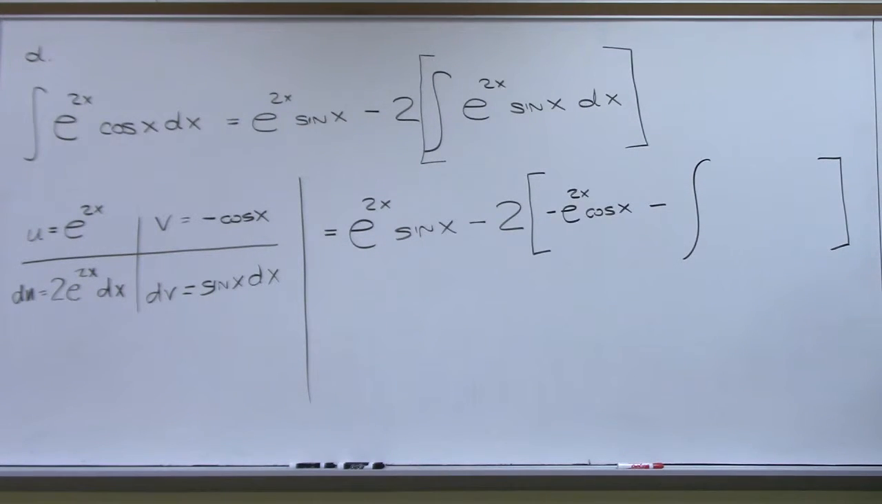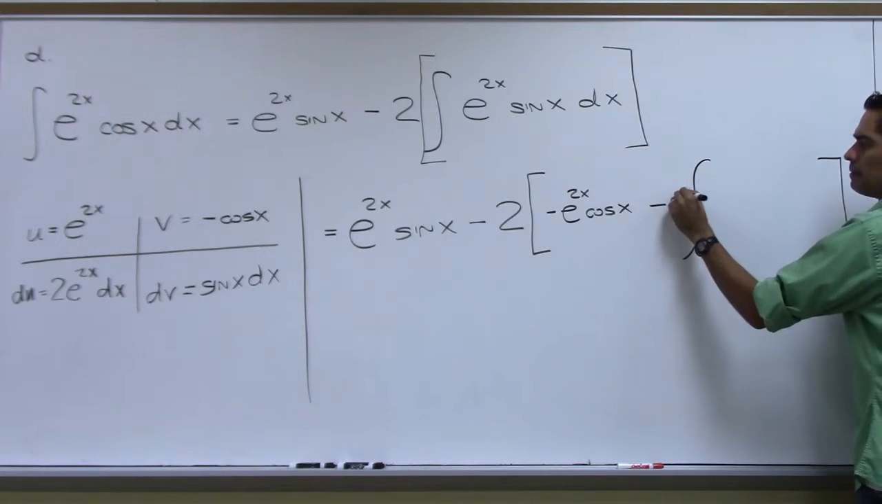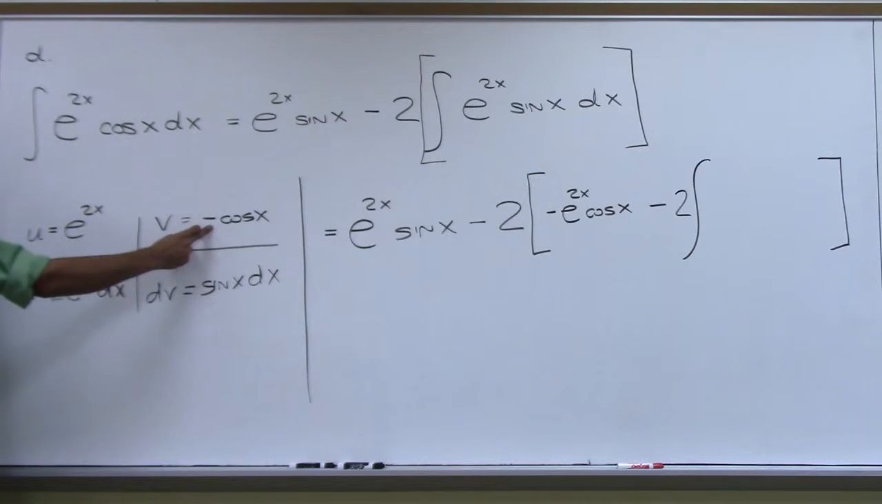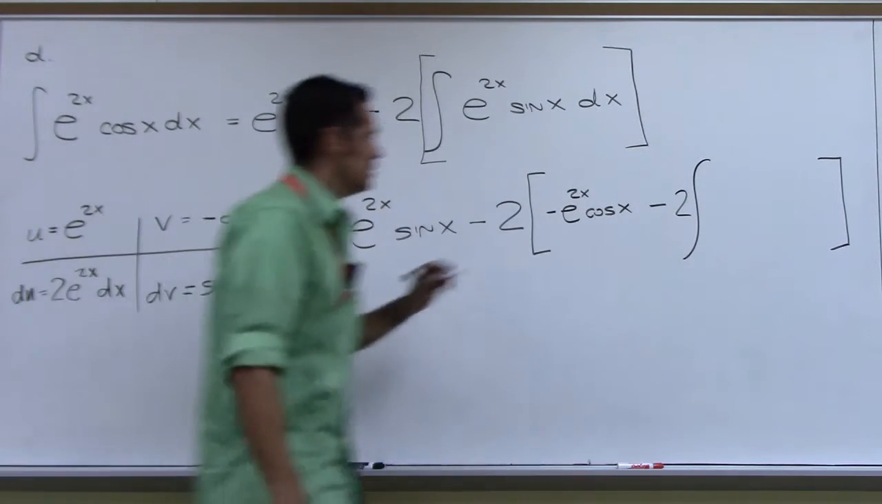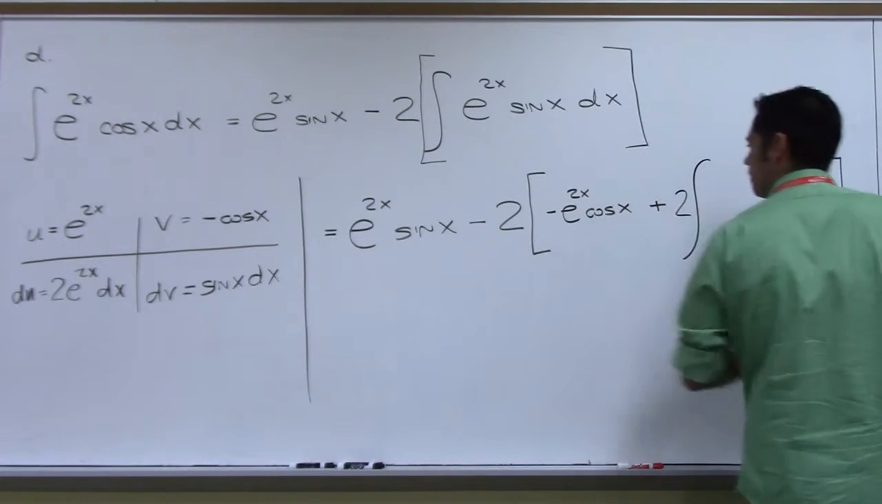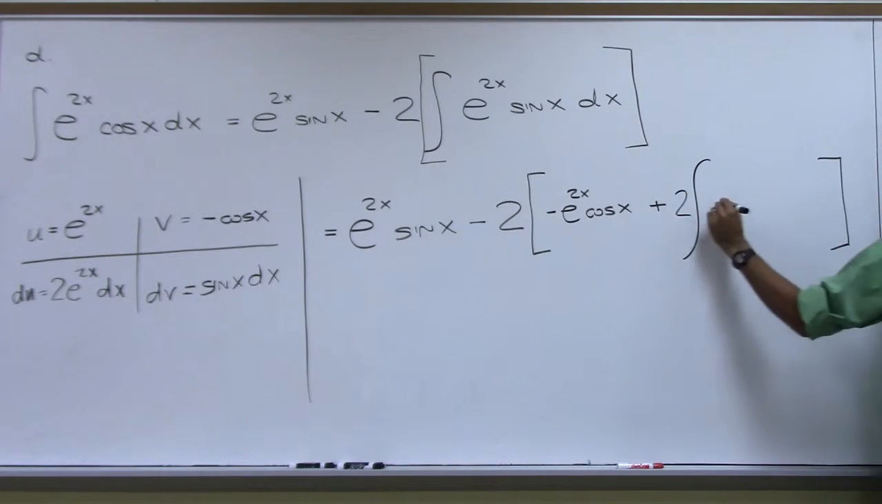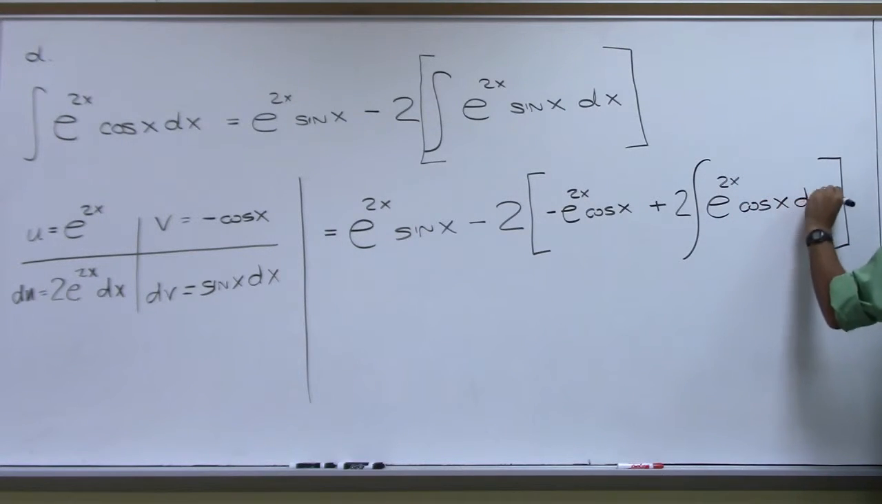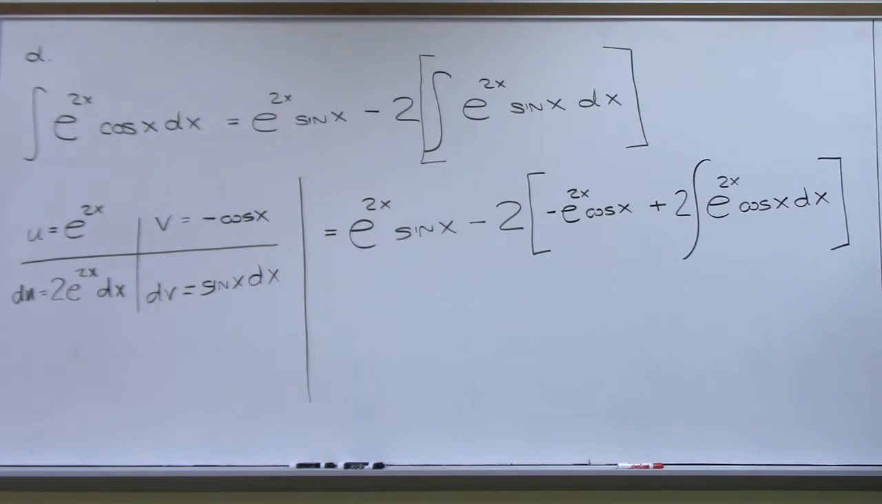You can put the 2 on the outside. We're talking about this 2 right here? What do you want me to do with that? Oh, I can go out there. You want me to bring that out there? You want me to change that to a plus? Yes. Okay. All right, so continue. What's in here? e to the 2x cosine x dx. Everyone agree?